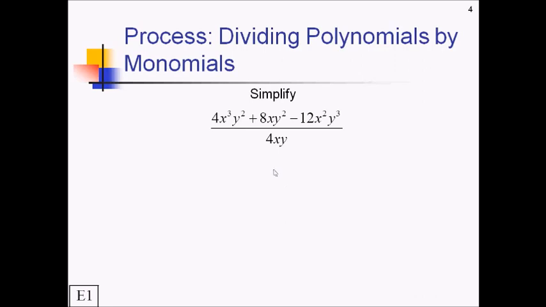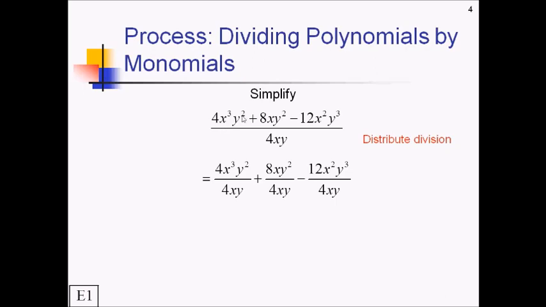For our next problem, we're going to divide a polynomial by a monomial. This is a good skill to have. So whenever you have a whole bunch of things being added or subtracted on top of a fraction and only a single term on the bottom, you're basically allowed to distribute division to each of these things on top. So you can essentially split this up into 3 fractions, each with a denominator of 4xy. So we've got 4x cubed y squared over 4xy, 8xy squared over 4xy, and also this 12 stuff also gets its own denominator. Now we're just going to go through and simplify each one.